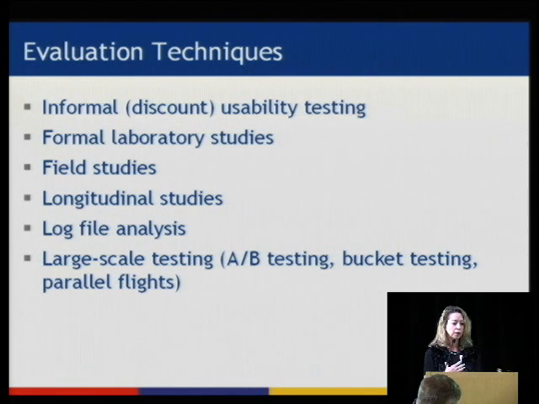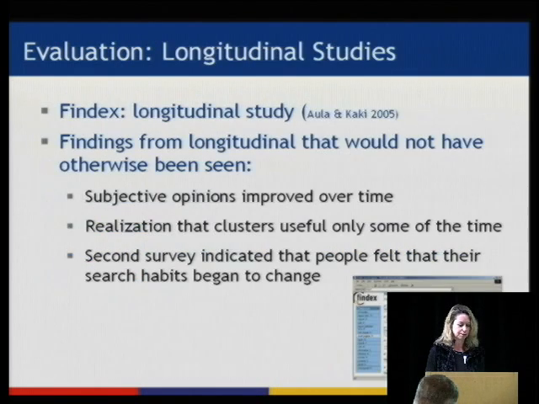So showing two different interfaces to a very large audience of thousands or tens or hundreds of thousands of users, and determining automatically what the difference is in responses to those different designs. This is also called A/B testing, bucket testing, parallel flights. It's proven a very powerful way to improve search interfaces, but is only available to those who have very large interfaces to test. So others need to resort to other measures.